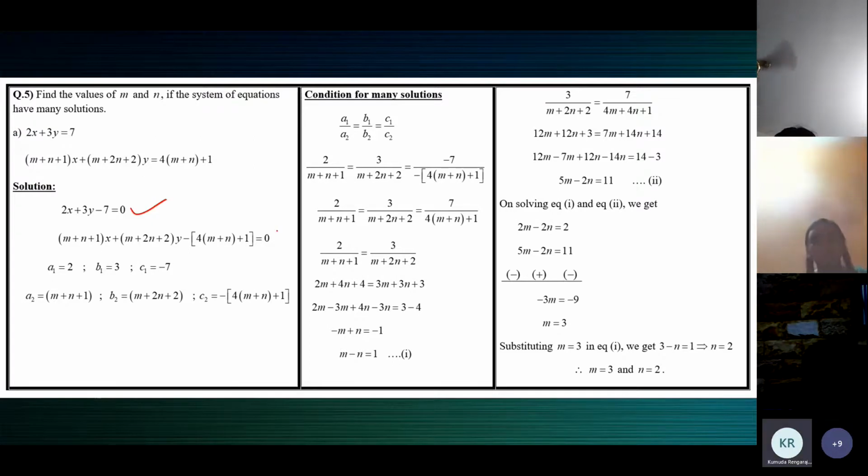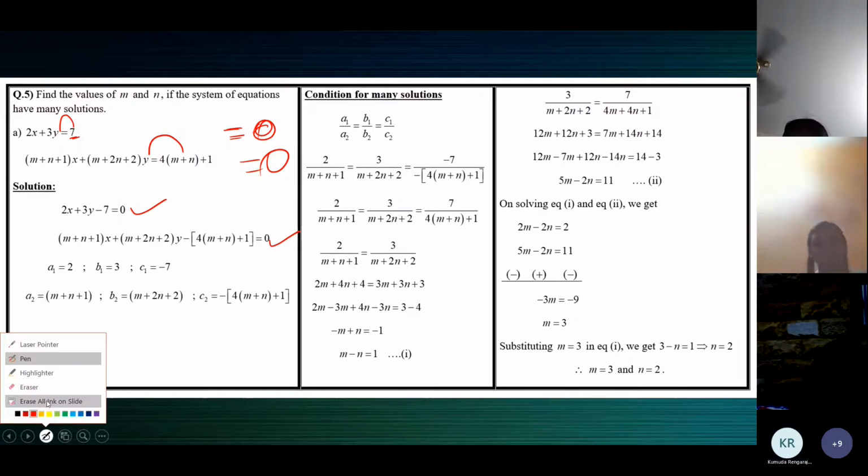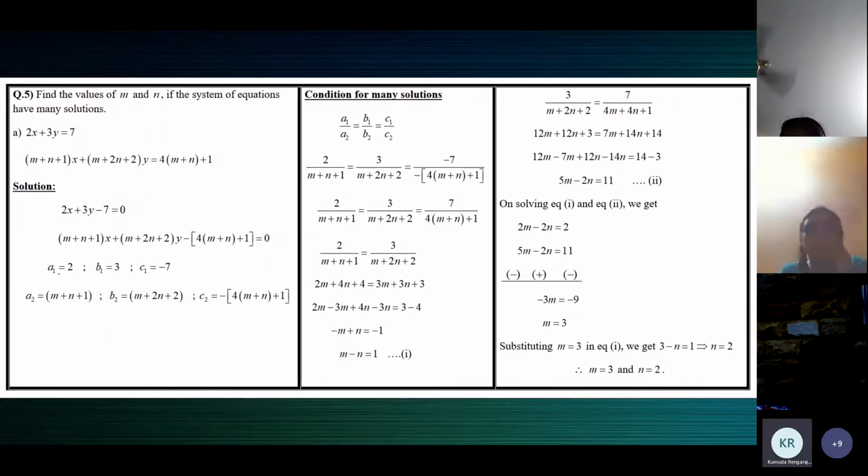Step 1 is to write the equations in the standard form. That is, if the constants are on the right hand side, shift them to the left hand side. On the right hand side, you must have equal to 0, meaning after the equal to sign, there should be a 0. Take all the terms to one side. That is the first step. Next step is to write the values of A1, B1, C1, A2, B2, C2.